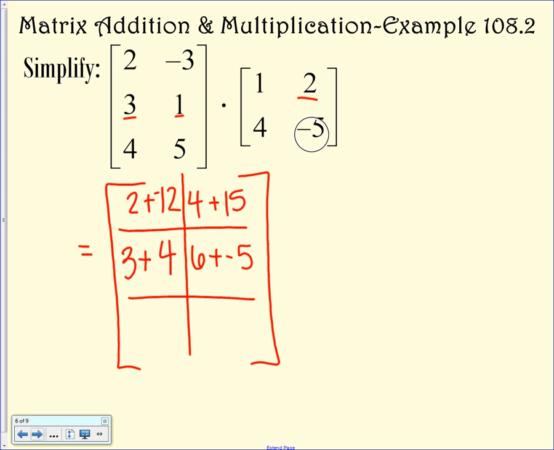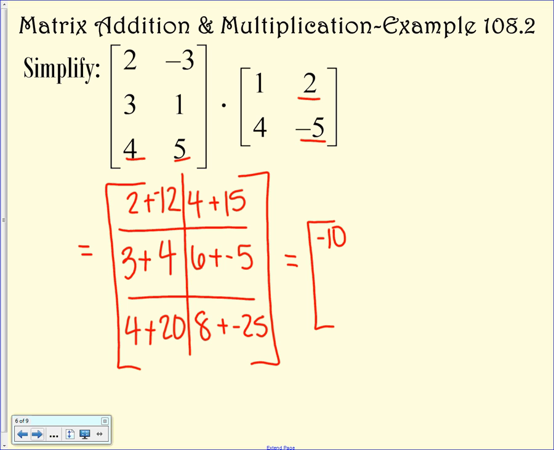Okay. And then for our last one, we're going to do 4 times 1, plus 5 times 4. And then we're going to have 4 times 2, plus 5 times negative 5. And then the last thing we need to do is just add or subtract our numbers. So our first element is going to be negative 10.